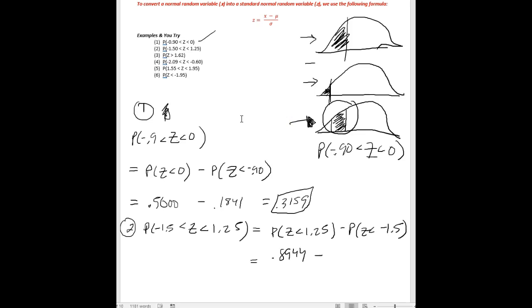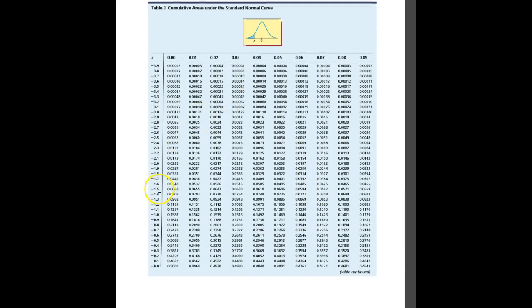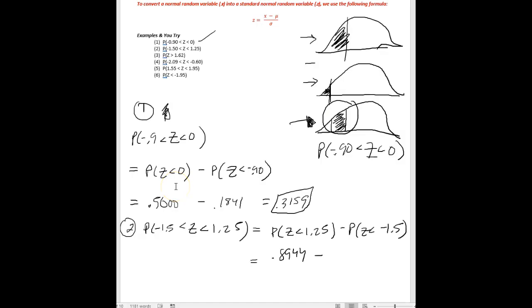0.8944 minus, now we got to go to the other table, negative 1.5, and that's just negative 1.5 straight up, no more decimals, and we have 0.0668. We minus those off, and what do we get? 0.8276. So that's going to represent the area under the curve between negative 1.5 z value and 1.25 z value, excuse me.